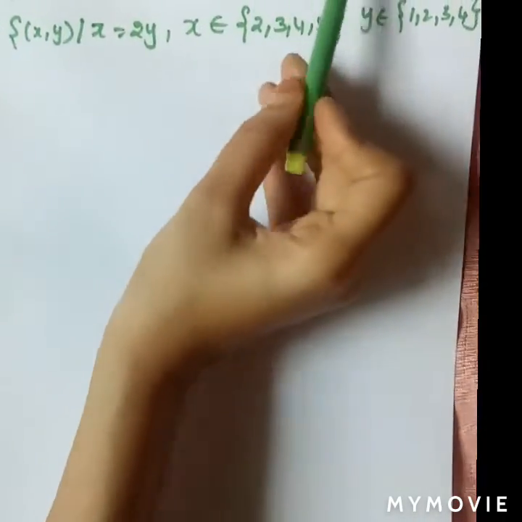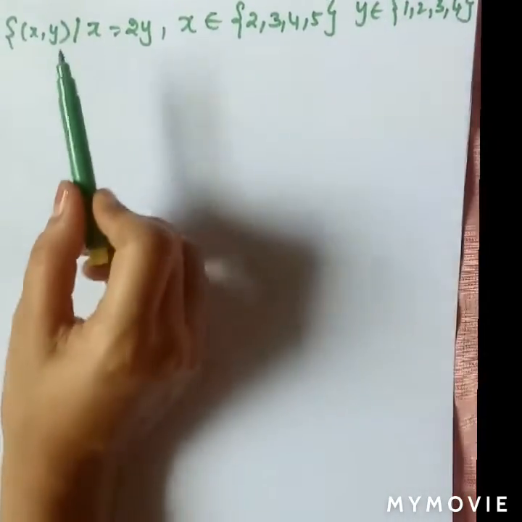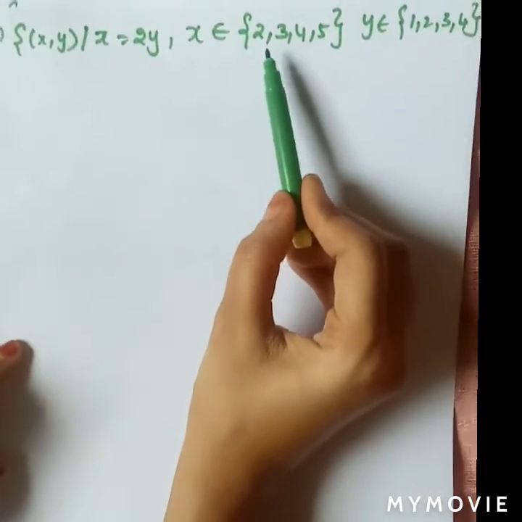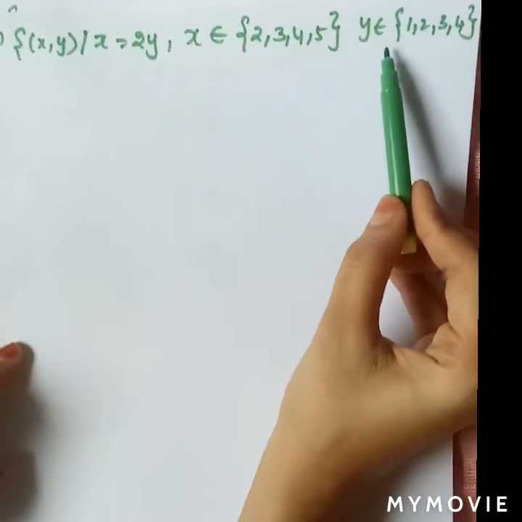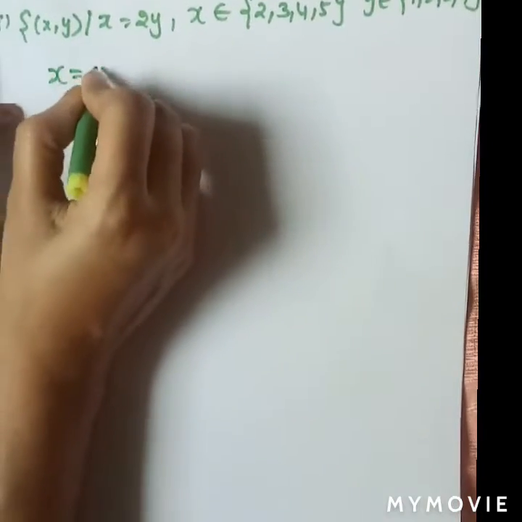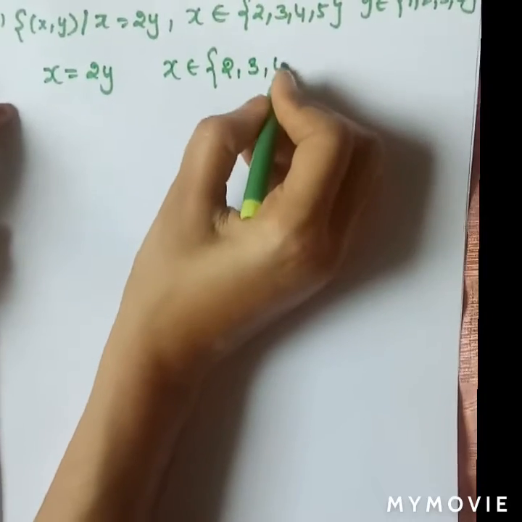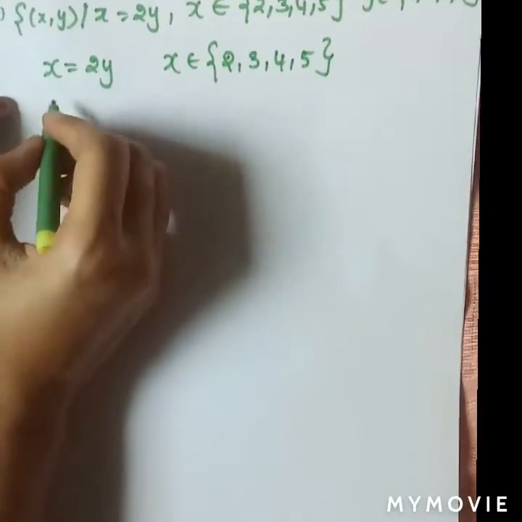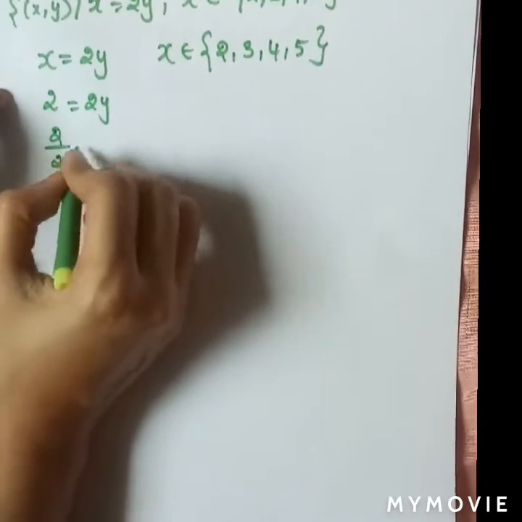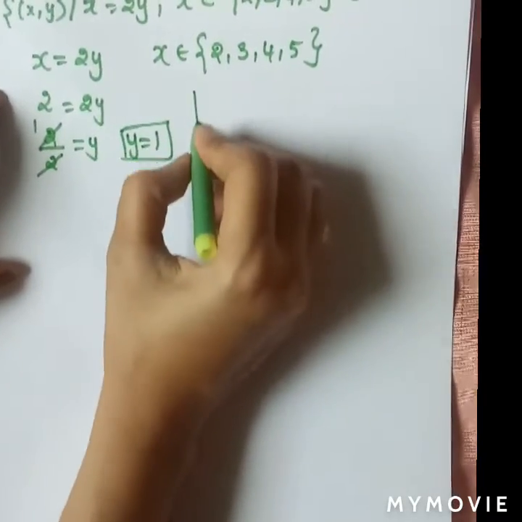Represent each of the given relations by an arrow diagram, graph and ordered pairs. First question, x equals 2y, x belongs to {2, 3, 4, 5}, y belongs to {1, 2, 3, 4}. First write your condition, x equal to 2y. Substitute the x values 2, 3, 4, 5. Substitute the value of x here: 2 equal to 2y. That means 2 by 2 equal to y. When we cancel this we will get 1. So y equal to 1.